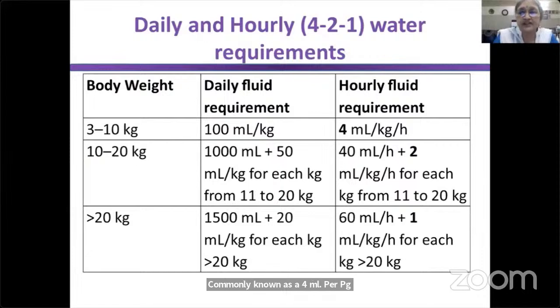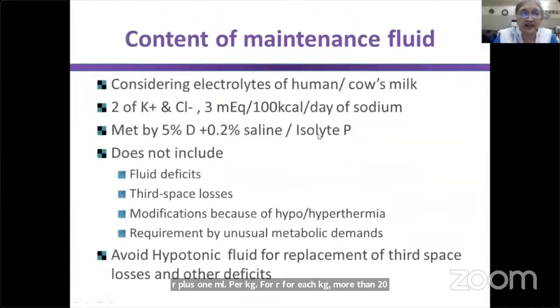In 10 to 20 kg, 40 ml per hour plus 2 ml per kg per hour for each kg from 11 to 20 kg. And for more than 20 kg, it is 60 ml per hour plus 1 ml per kg per hour for each kg more than 20 kg. So this famous 4-2-1 formula has come.